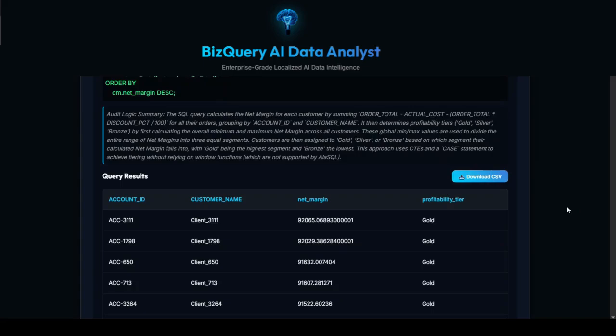The profitability tier column is the strategic insight. BizQuery AI uses a distribution-based ranking logic, often using 33% quantiles, to segment the customer base into 3 equal-sized tiers: gold, silver, and bronze. The gold tier is the top 1/3 of customers by net margin. These represent your highest efficiency accounts that contribute most significantly to your bottom line.